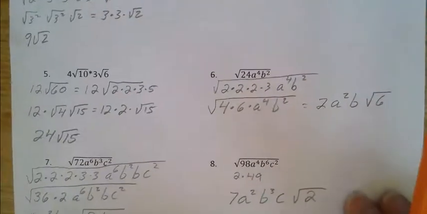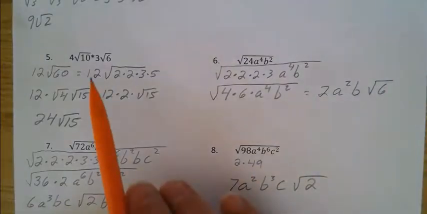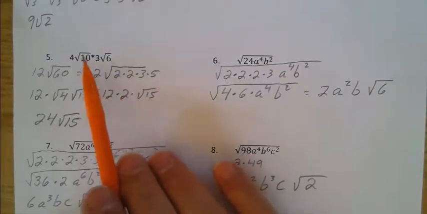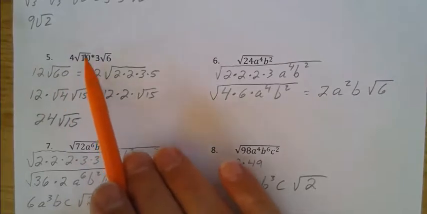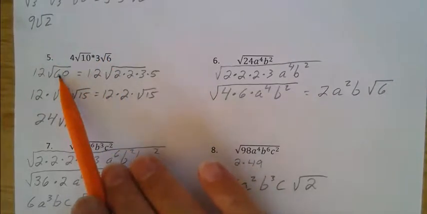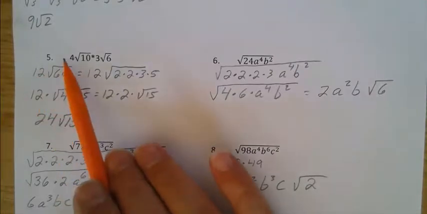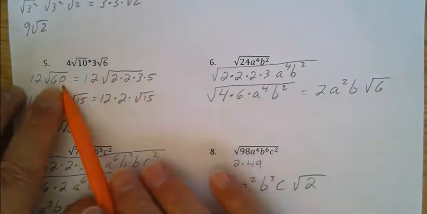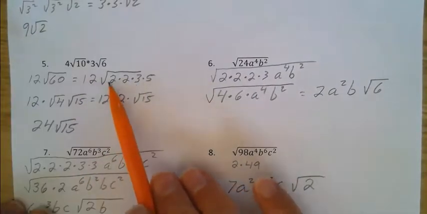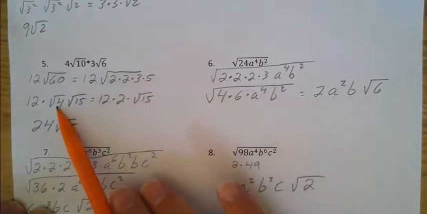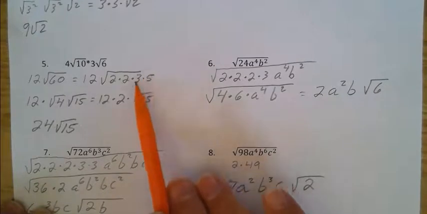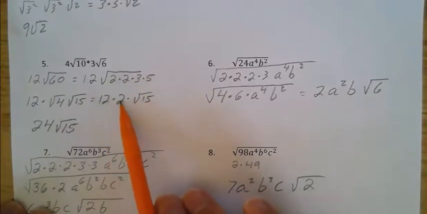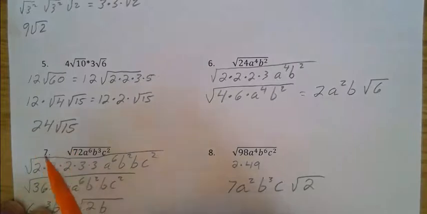Okay, let's take a look at 5. Now, with this, we have 4 times the square root of 10 times 3 times the square root of 6. So 4 times 3 is 12, and the square root of 10 times the square root of 6 is square root of 60. So I already have this 12 out, because I had the 4 and the 3 out. The square root of 60 now, I'm going to do that just like the problems up above, and that is 2 times 2 times 3 times 5. Notice the 2 times 2 here is going to be 2 squared or 4. And then 3 times 5, I can't do anything with that, so that's just going to stay square root of 15. Square root of 4 is 2, so when I pull that out, 12 times 2 is 24, so I get 24 times the square root of 15.